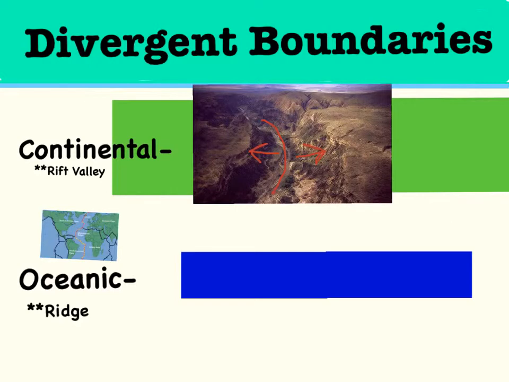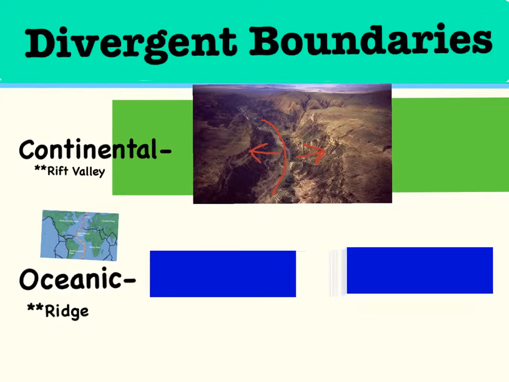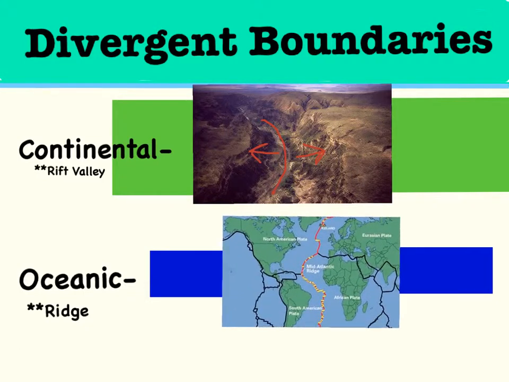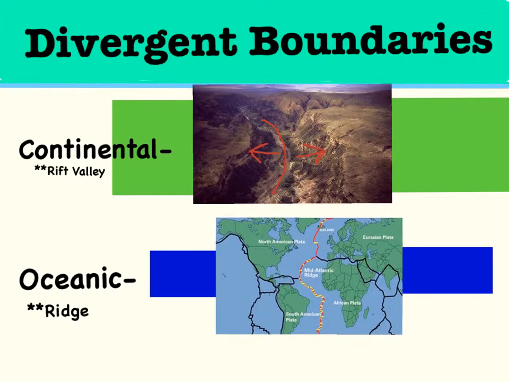At an oceanic divergent boundary, the two oceanic plates move apart, leaving a ridge. Volcanoes, earthquakes, and mountains also happen at these places. As a result of this, the Mid-Atlantic Ridge has formed. This is an underwater mountain range that cuts all the way, where this red line is, through Iceland, which is now separating Iceland.